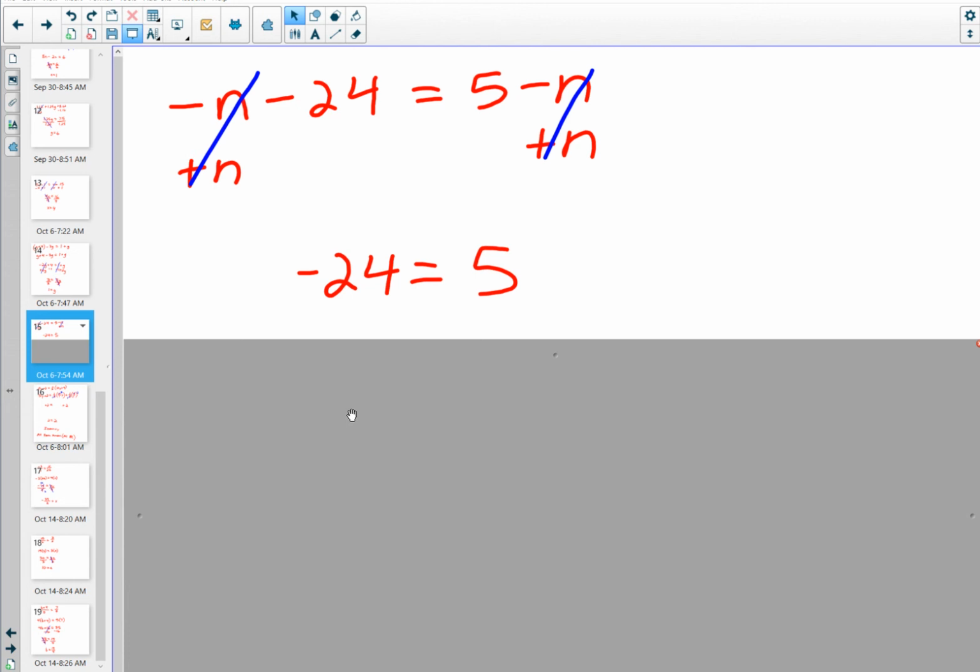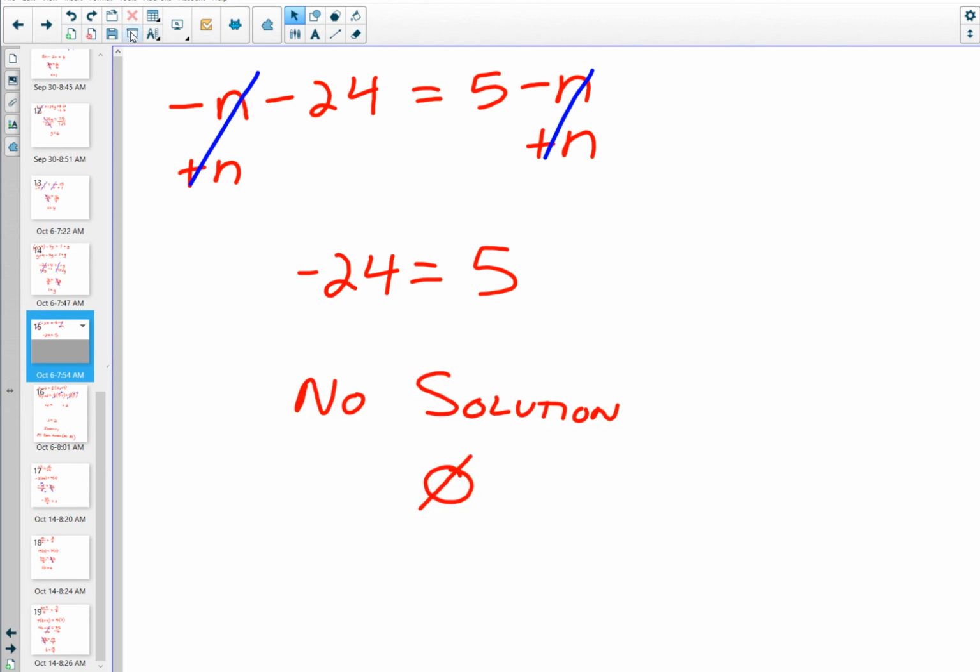We now have a statement of equality that says that the number negative 24 is the same as the number 5. Is that true? No. Because it's false, that's why there's no solution. That's a symbol for no solution. It's called the empty set.